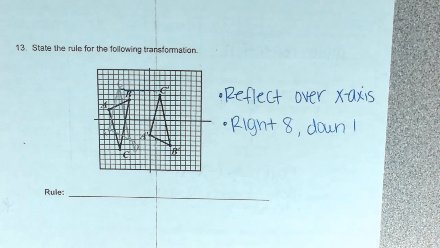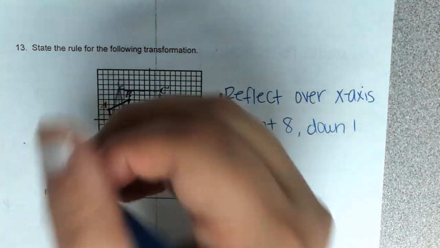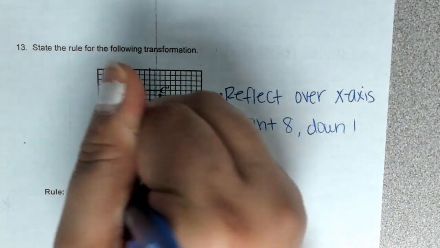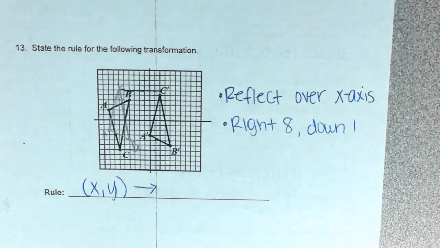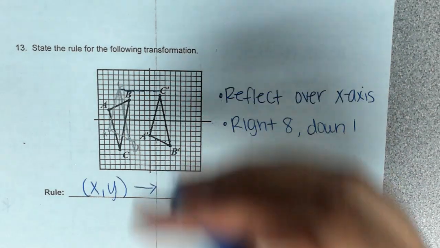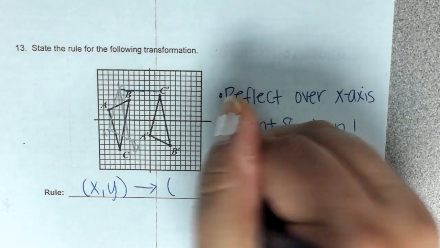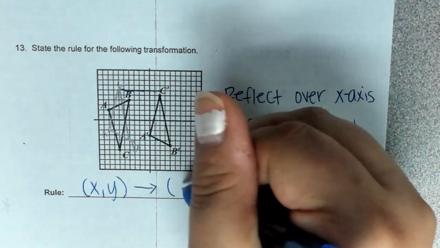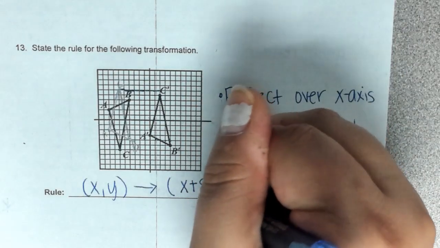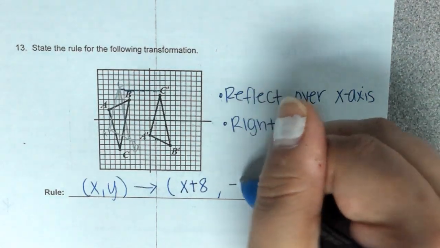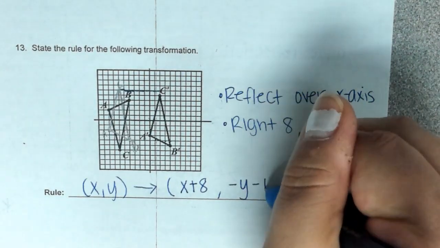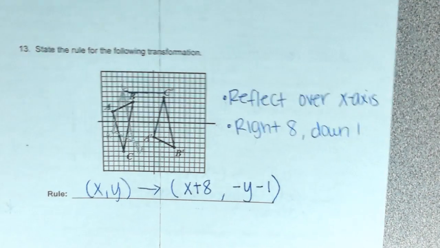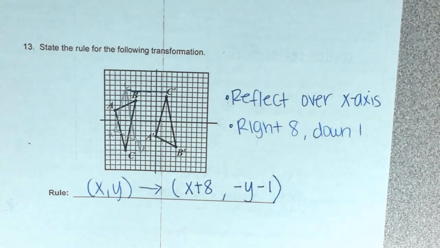So how does my rule begin? X, Y, with an arrow. Don't forget that arrow. If I'm reflecting over the x-axis, negative Y. But X plus 8, because I'm going right 8, and then negative Y minus 1. Negative y minus 1. Thank you, Aiden. Perfect job.